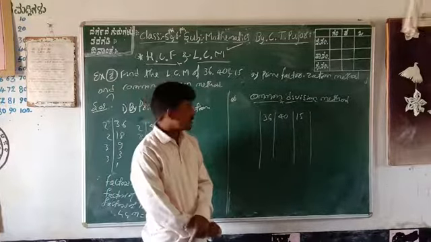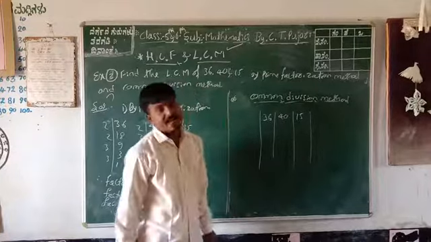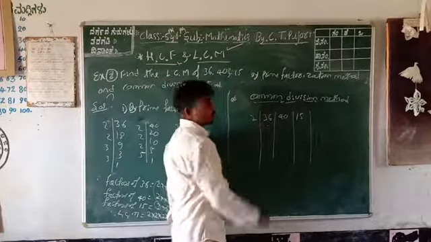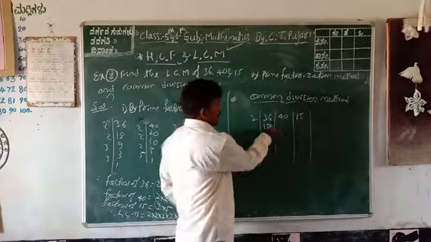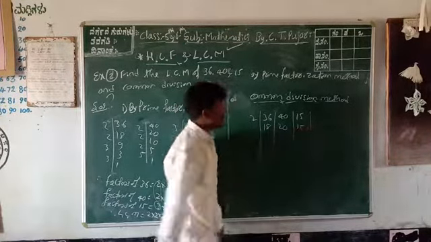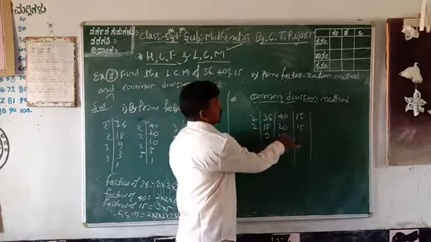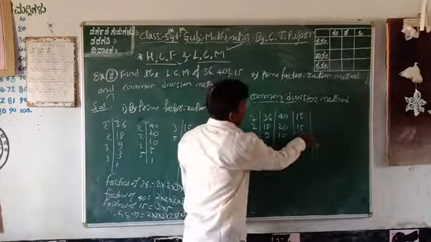3 is not divisible. Only 1 is the HCF. You can take 2. 2 1s are 2, 2 8s are 16, 2 20s are 40, 15 as it is. Next, again you can take 2. 2 9s are 18, 2 10s are 20. Again 15 as it is.